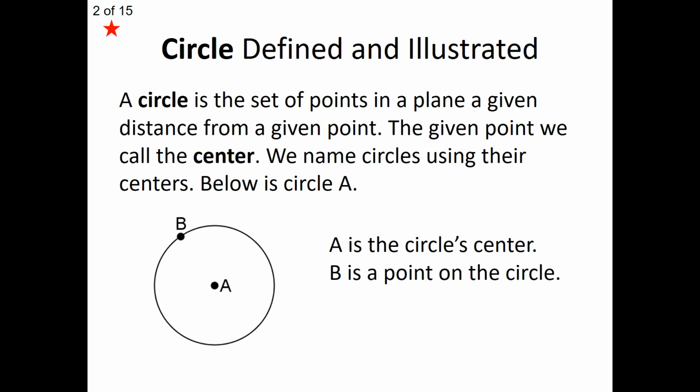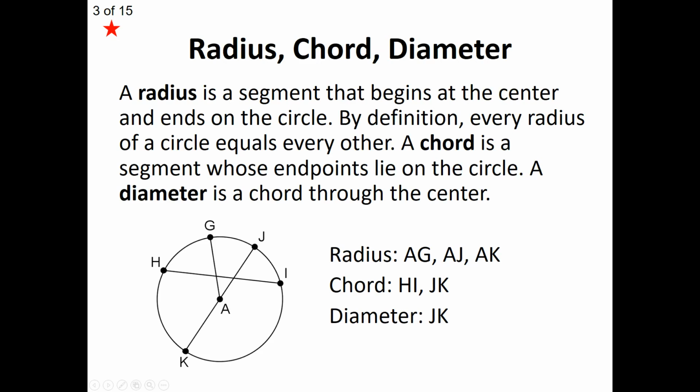Now, point B, we're going to use this preposition of being on the circle, which means point B is a part of the set of points that are a given distance away from this given point. Now, there's that given distance from the center of a circle to the points on the circle, which we're going to give a name.